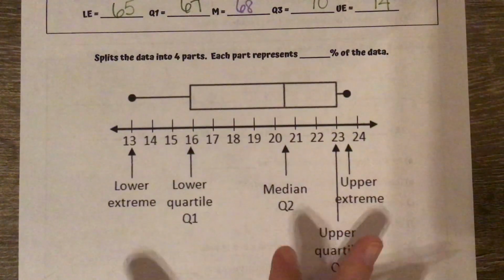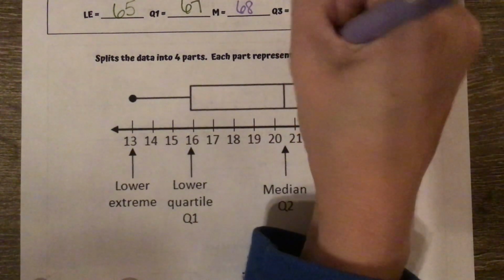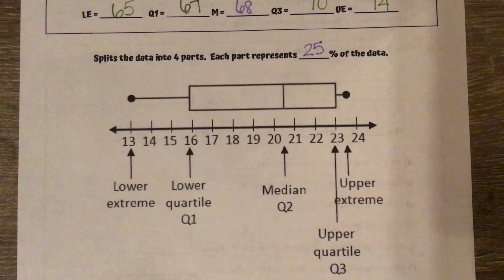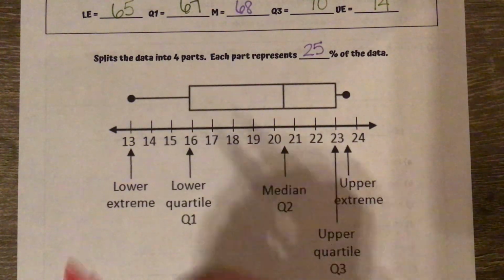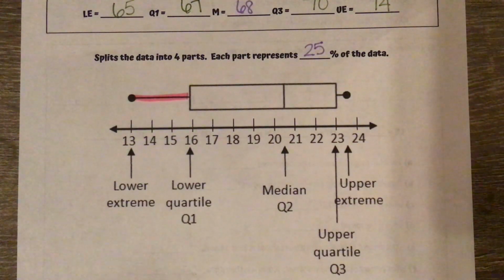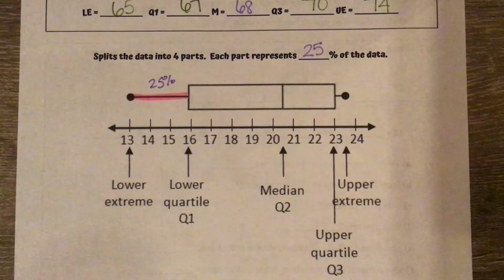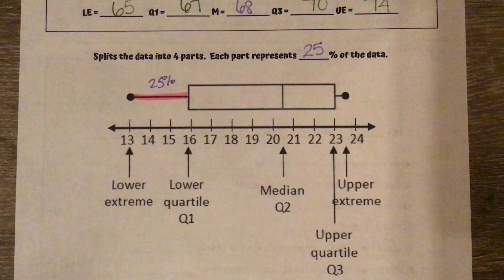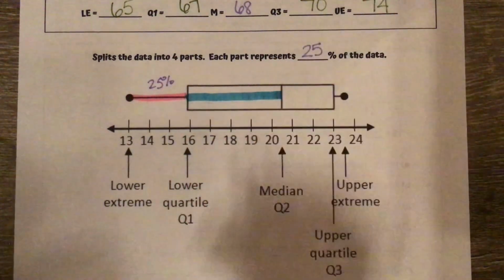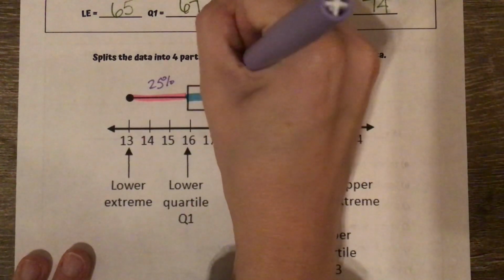So we're going to be using that to analyze. Let's look at this in an example that's written out, and then we're going to observe again. As I said, since we split it into 4 equal parts, each represents 25% of the data. So we have this first part right here, the line on the left, that is 25% of the data. Then we have our second part, which is the left side of the box. That also represents a fourth of the data, 25%.